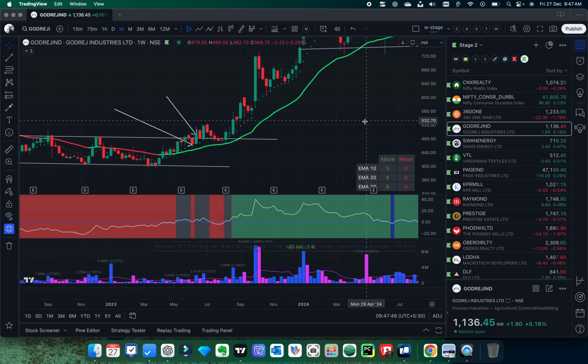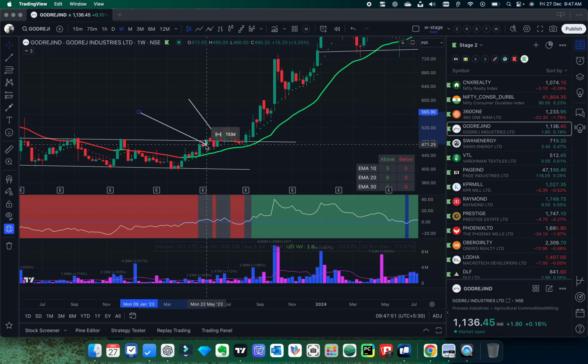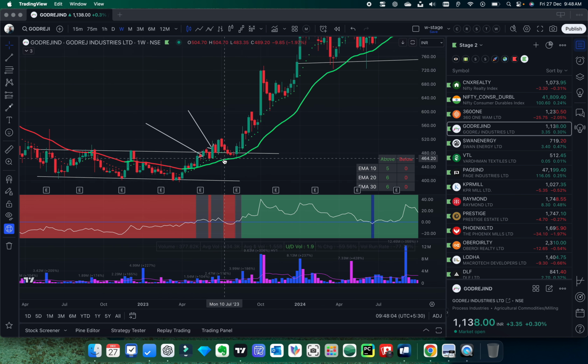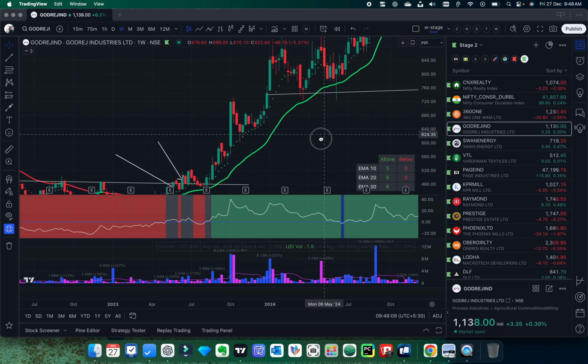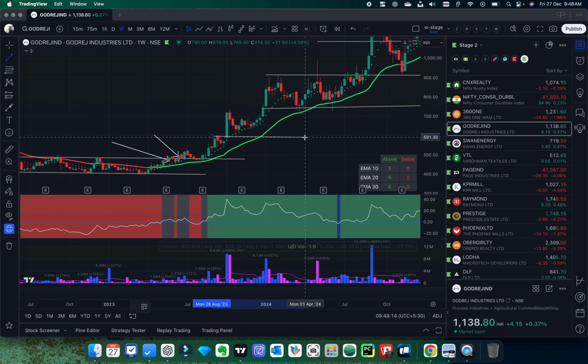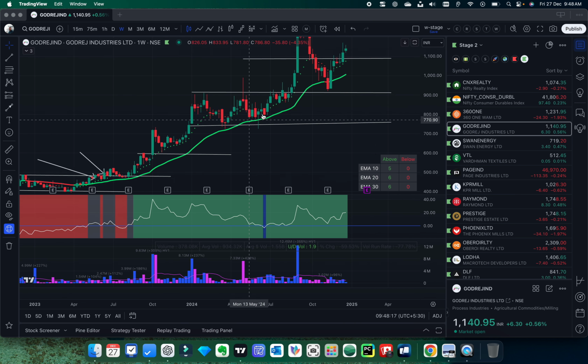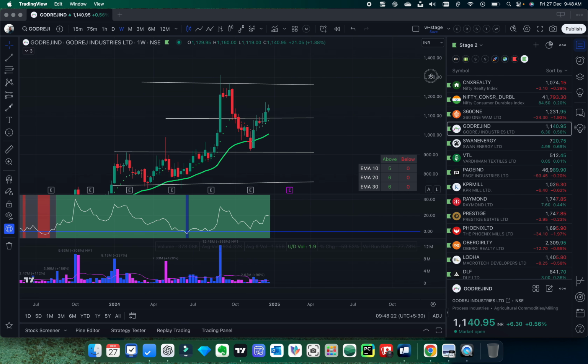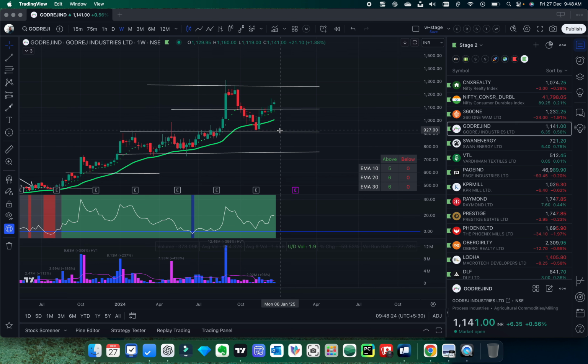But if you are an aggressive investor, you can take entry as soon as it closes above the 30 EMA, or you can wait till the well-defined resistance is crossed. So ideally we should buy here after this breakout, and then the trend is continuing. You can see this is one support, this is one more support, and this is also a support. So this is making higher highs and higher lows.